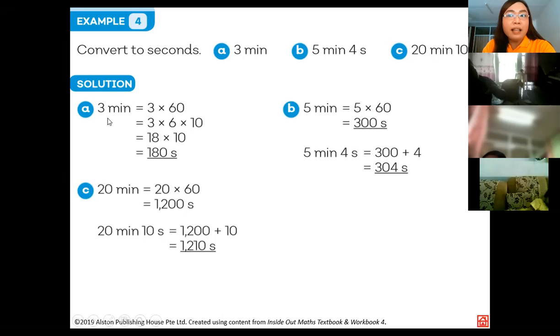Solution letter A, okay? So remember that letter A is 3 minutes. So we will convert this to seconds. It's very easy, class. You just have to multiply 3 by 60. Or you can also write 3 multiplied by 6 multiplied by 10. But it would be easy if you multiply 3 by 60. So 3 times 60, that's gonna be 180 seconds.